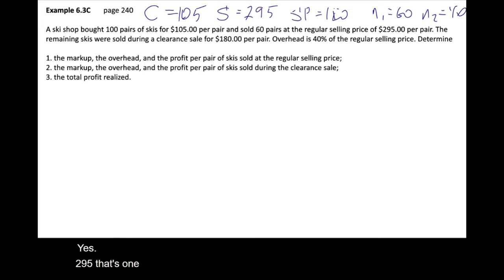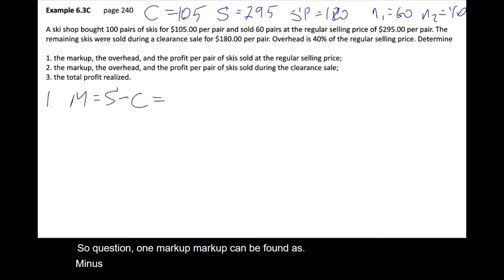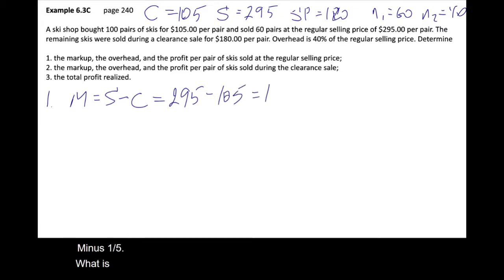295, that's 105 plus markup, which is what? Well, we answered that question right there. So question 1, markup. Markup can be found as S minus C. So 295 minus 105. What is that? 190, right?